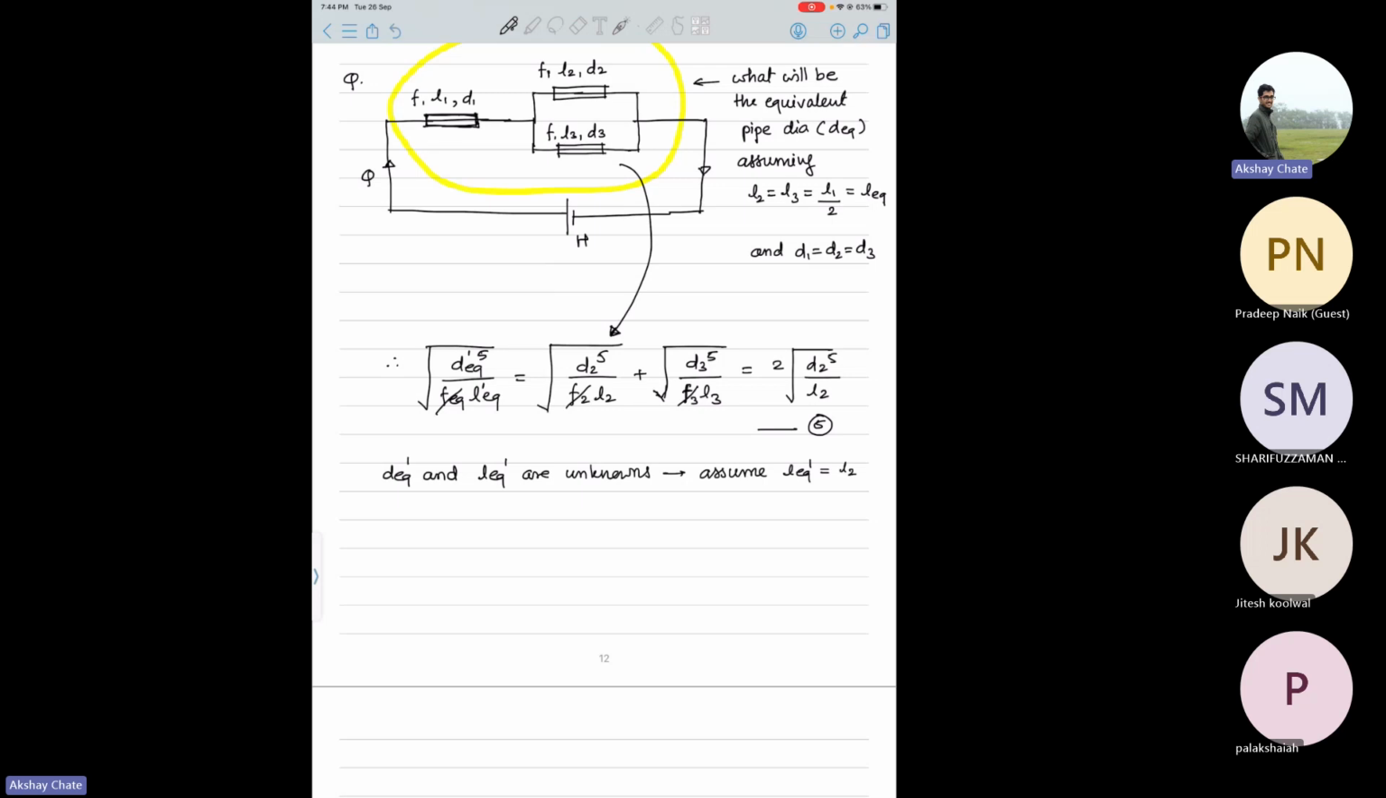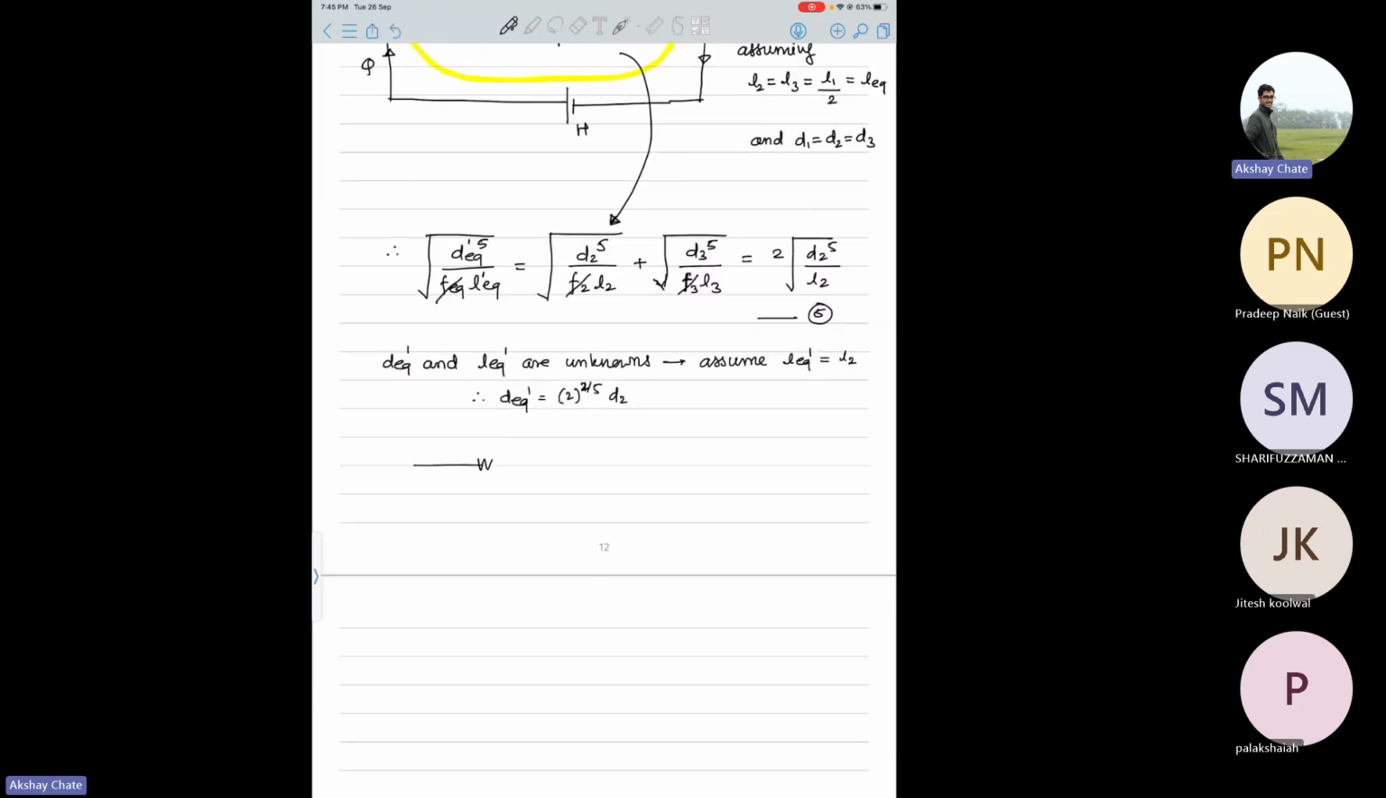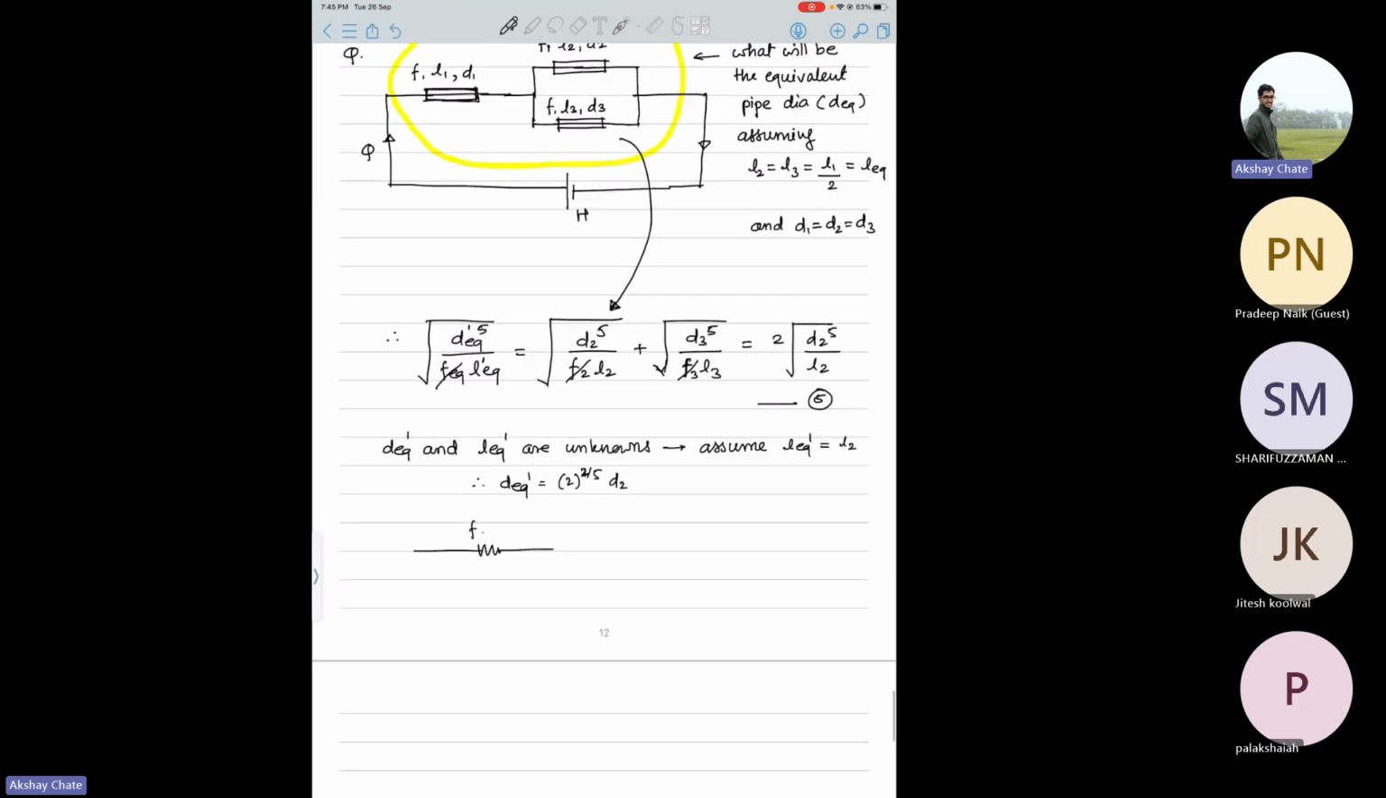You can argue that you are not giving us the harder versions, but typically they are not that hard, because if you have all the values, some sort of constraint will be given so that you can find DEQ dash and LEQ dash. Here it is the same thing. So therefore DEQ dash will become 2 to the power 2 by 5 into D2. So basically your circuit will now become like this. You will have one pipe which was already there, which is F L1 D1, and now you have one pipe here which will have DEQ dash and LEQ dash, and F is also there because F is same for them. So it will be something like this, same flow rate, same total head.